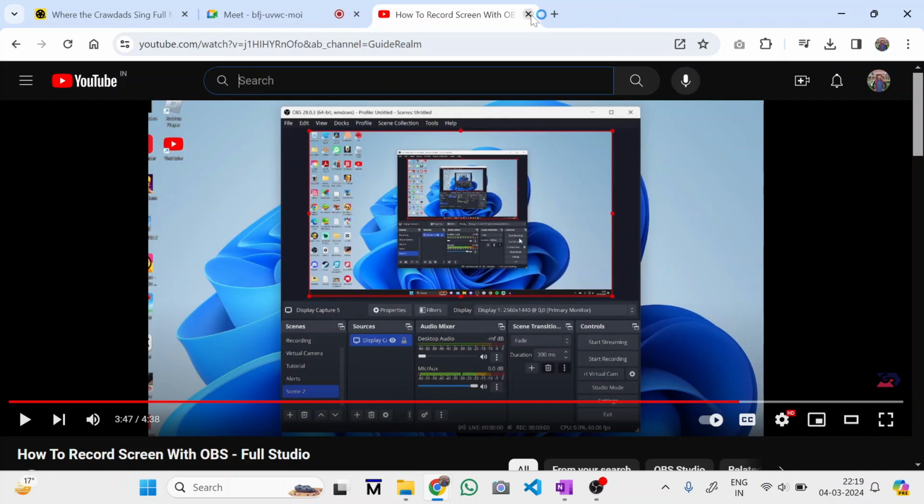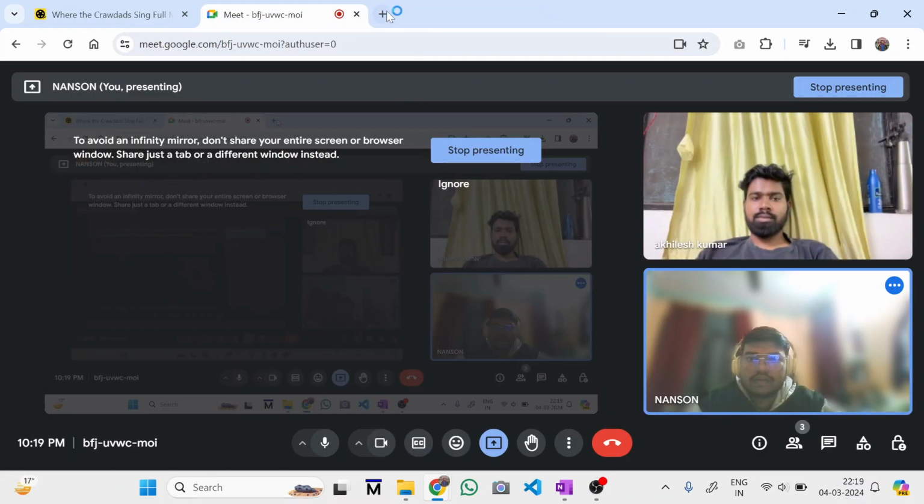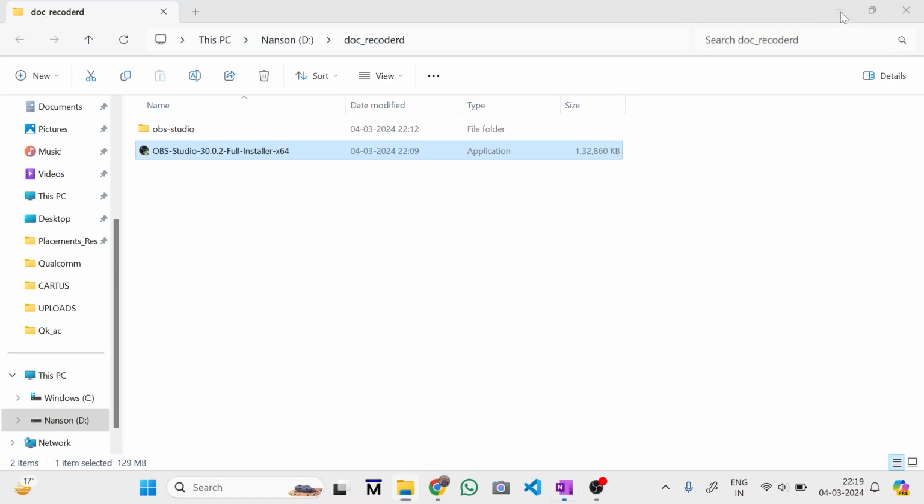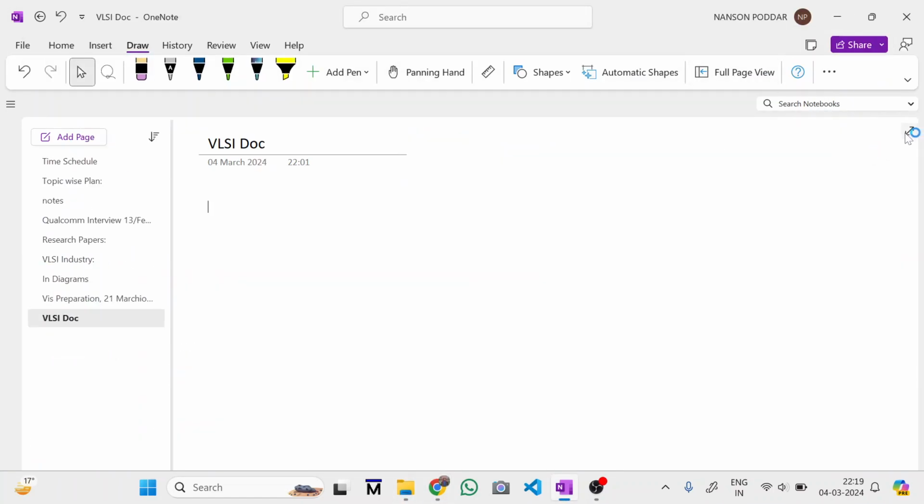This is my screen recorder. Okay, so I'll be sharing my screen, this notepad.